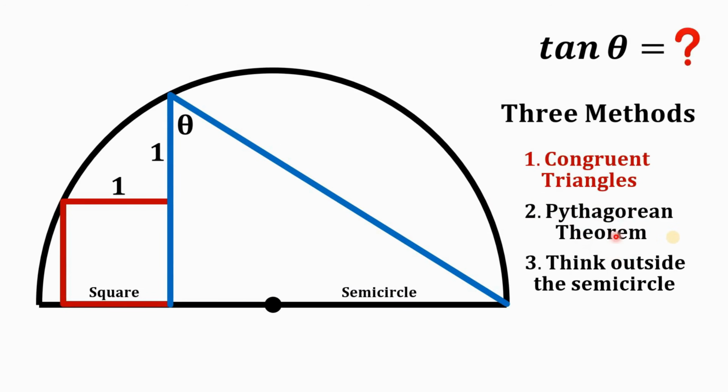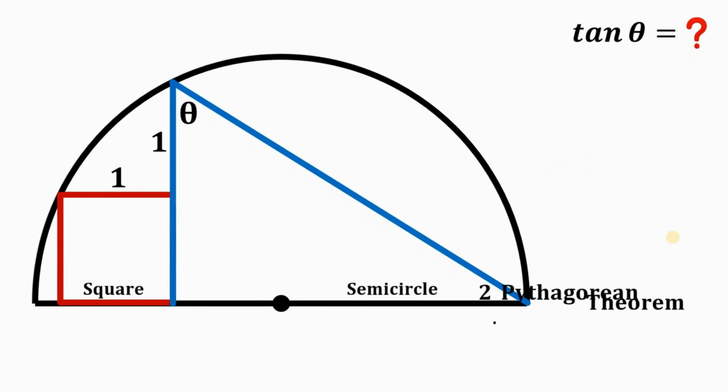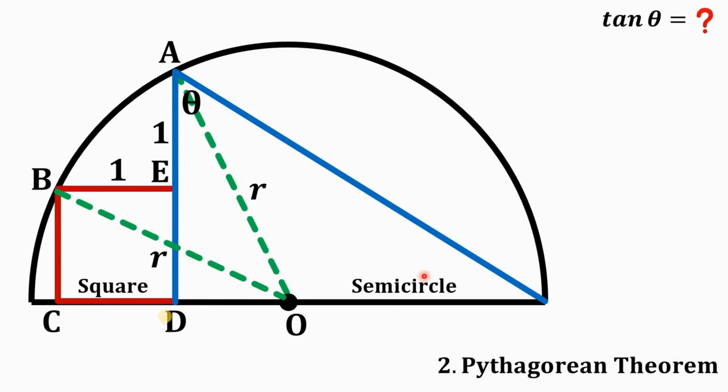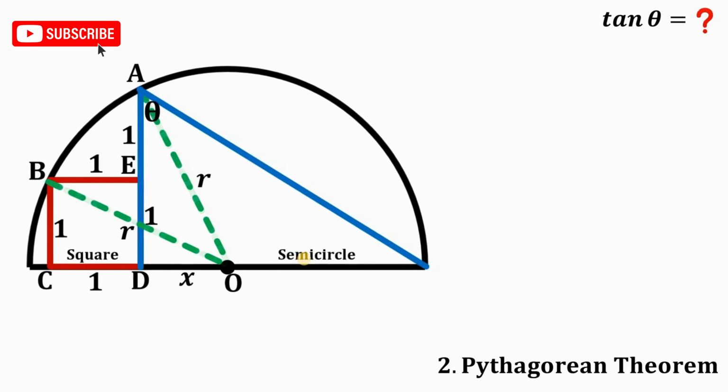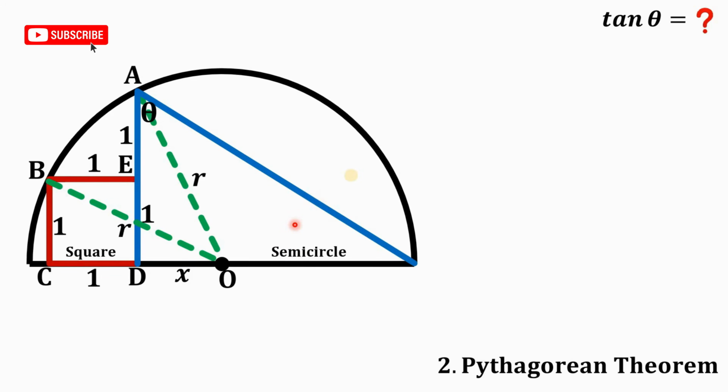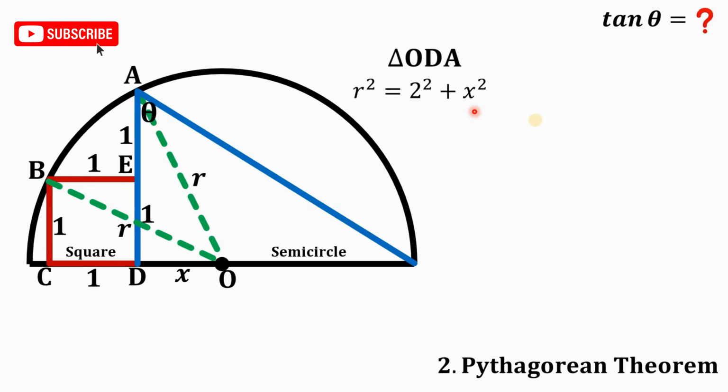So let's begin with the second solution, the Pythagorean theorem. Suppose we don't know the length of this segment DO. So let's call this x. On our figure, we know this BC is simply equal to 1, and this CD simply also equals 1 because it's just a side length of the square. Also, ED is 1. Since we have two right triangles, we can now use Pythagorean theorem on triangle ODA. So using triangle ODA, we have r squared equals 2 squared plus x squared.